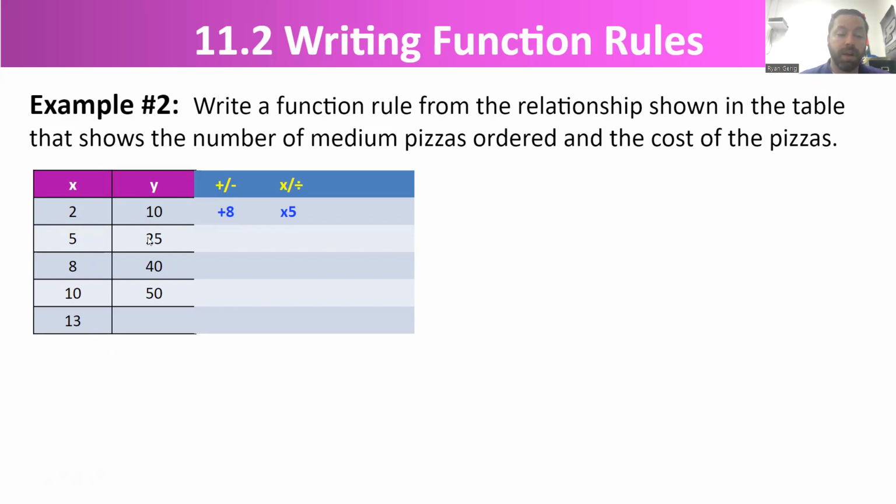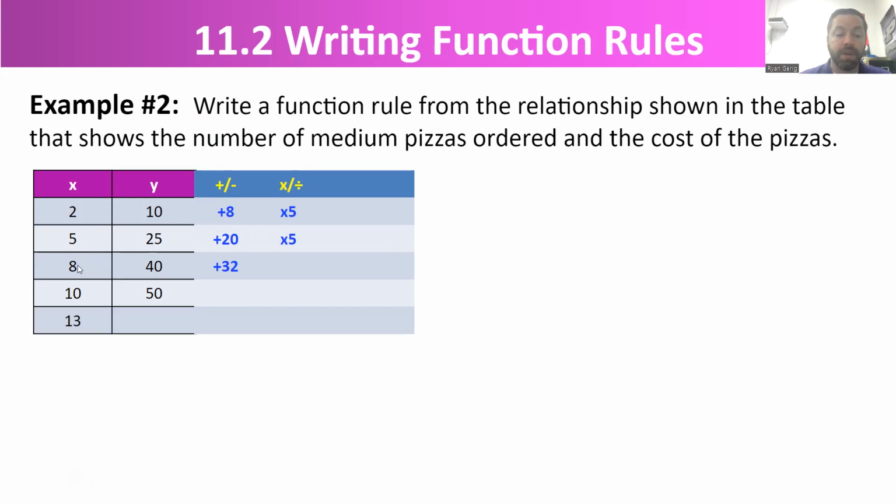5 plus what gives me 25? What's plus 20? Since those are not the same, plus 8 and plus 20, that's not my function rule. I can't do that. I can't add a different amount. Let's look at multiplication. 5 times 5 is 25. 8 plus 32, and just confirming that adding is not the function here.